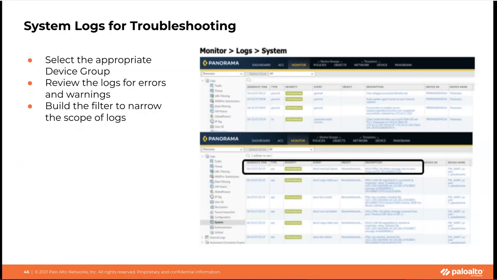System logs. System logs provide valuable information about the overall health of your Prisma Access deployment. You can log information with severity levels. Also, you can log in to your Panorama, go to the monitor section, and you'll find all the system logs generated. You can create some filters to narrow down the scope of these logs.